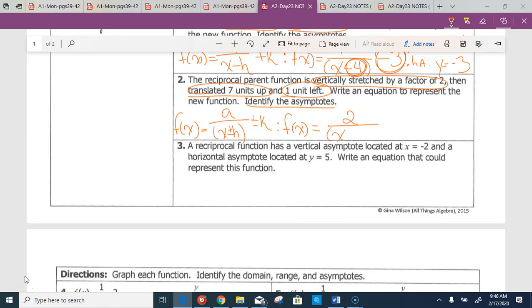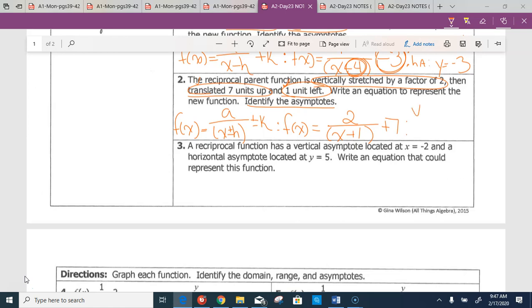Now, x on the bottom. I'm going to go 1 unit to the left. That means I'm going to have a +1 on the bottom. Careful, they gave me that up and down first, and then they gave me the left and right. So make sure you read carefully. I am then going to translate this graph 7 units up.